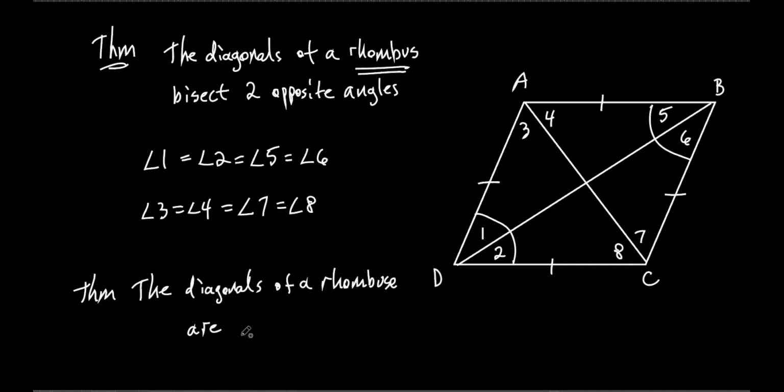So the diagonals of a rhombus are, why did I put an E on the end of that? I'll blame it on my cold again. It's making me do weird things.